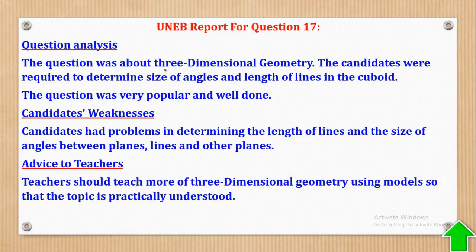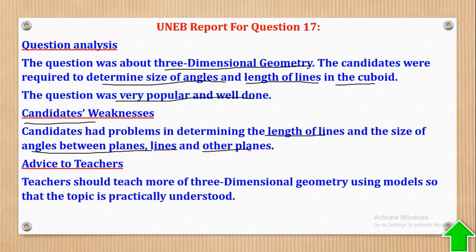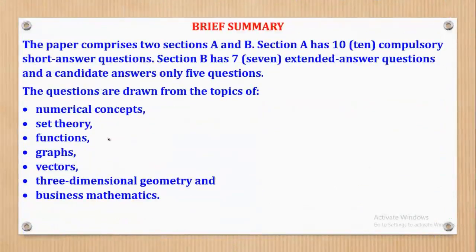The question was about three-dimensional geometry, and candidates were required to determine the size of angles and length of lines in a cuboid. The question was very popular and well done. However, some candidates had problems in determining the length of lines and the size of angles between planes, lines, and other planes. It is advised that teachers should teach more of three-dimensional geometry using models so that the topic is practically understood. So that was UNEB 2017 of paper 2.